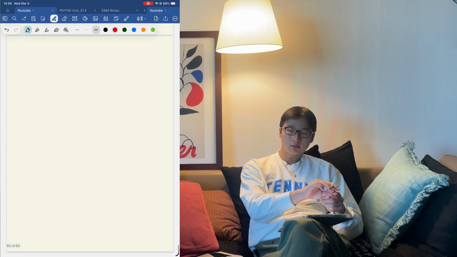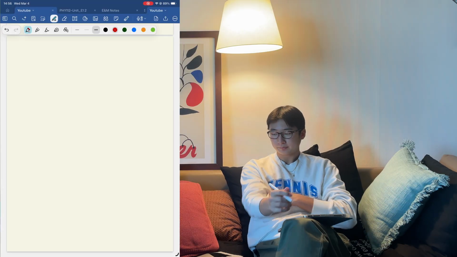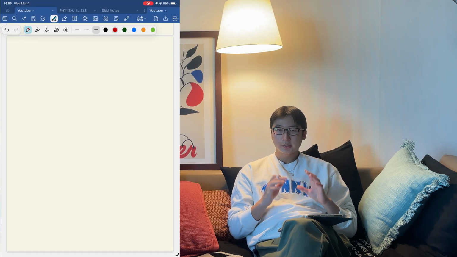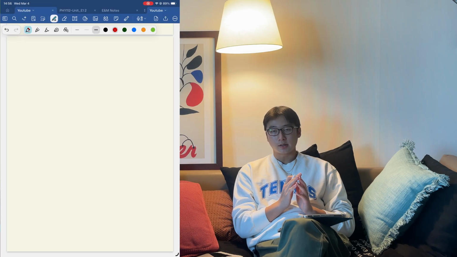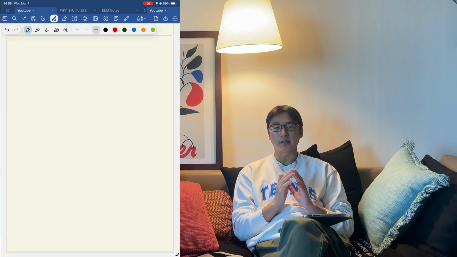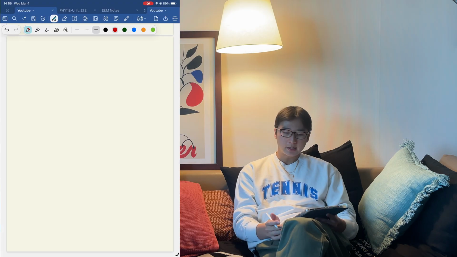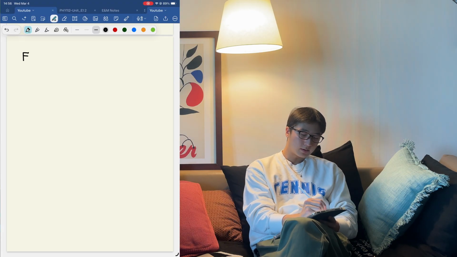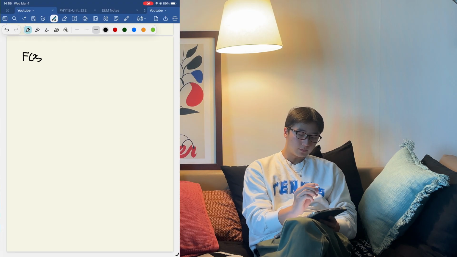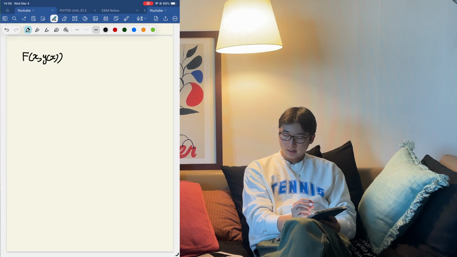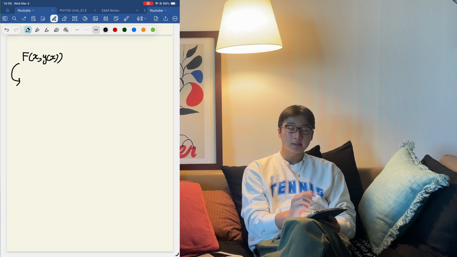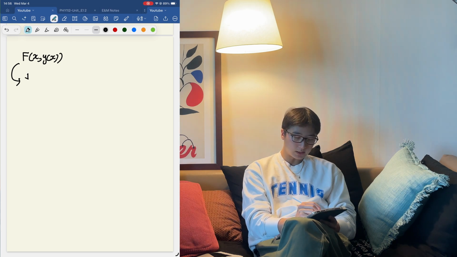Let's get into a deeper idea. This is important. In fact, implicit differentiation is really just the chain rule in disguise. What I mean is that let's say we have a multivariable function f of x and y of x, and we want to differentiate this function. So we want to find d/dx of this f.